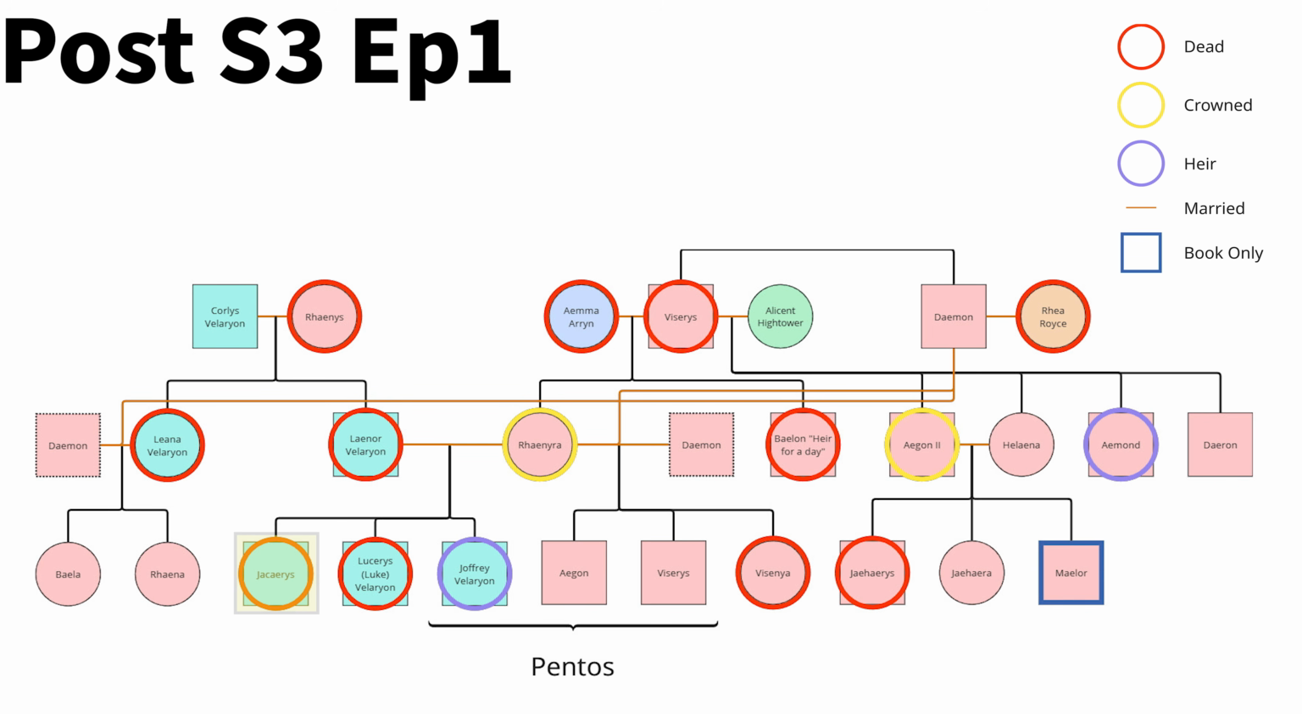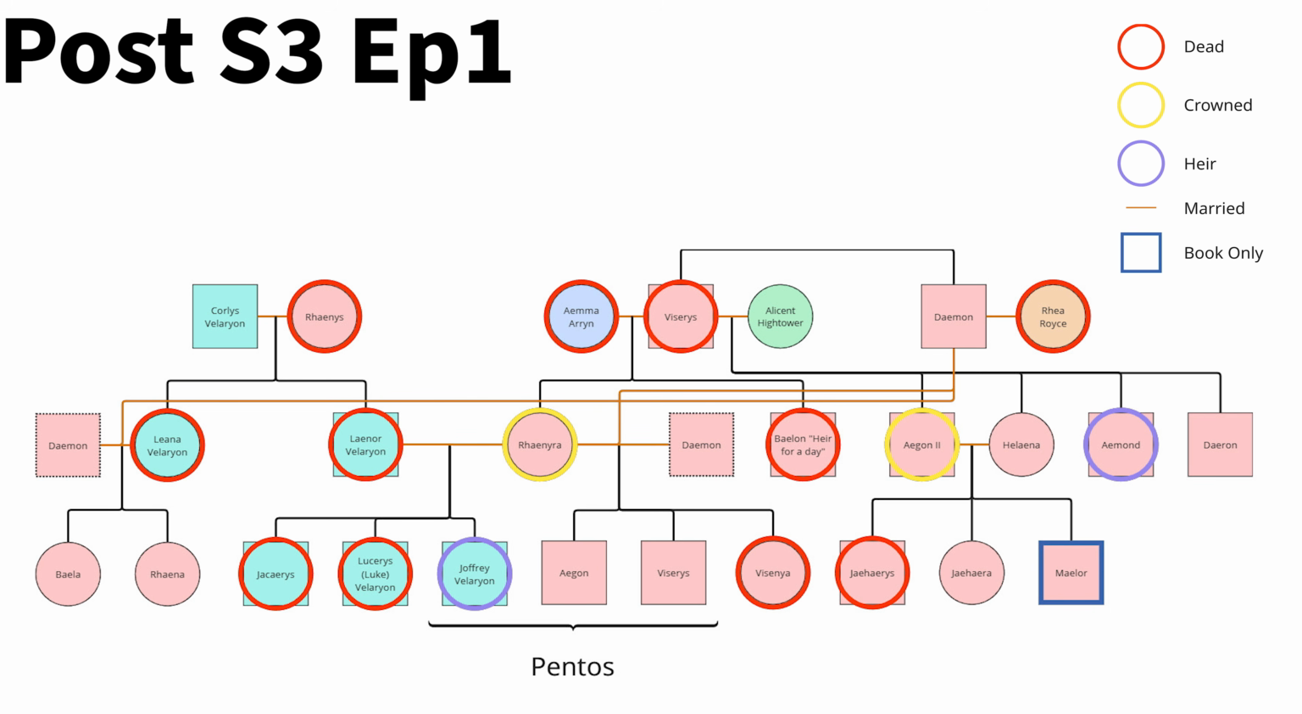The other thing I threw on here is that Joffrey, Aegon, and Viserys are all in Pentos. That, again, is slightly different than how they were sent to Pentos. We don't know if they've got there or not. Slightly different than how it works in the books. Not going to go into it. But this is where the family tree sits currently.